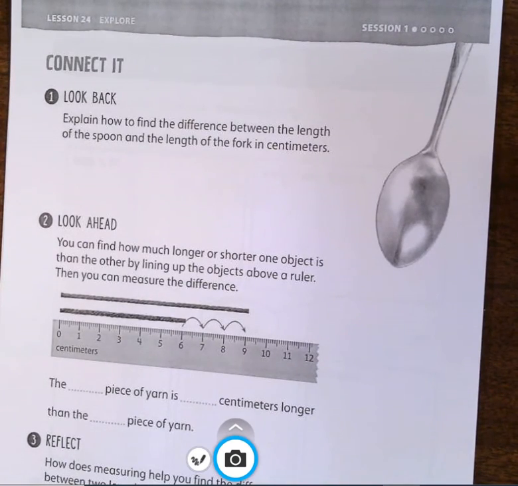Explain how to find the difference between the length of the spoon and the length of the fork in centimeters. So I kind of explained it as we went, but you might say something like, I can measure the fork and the spoon using a centimeter ruler. Then I can subtract the length of the spoon from the length of the fork to find the difference. So that's what we did together just now.